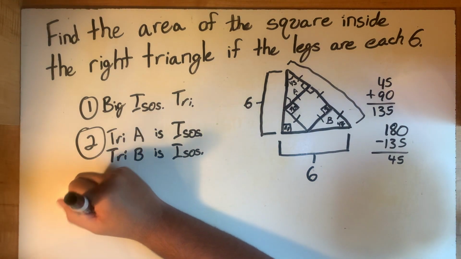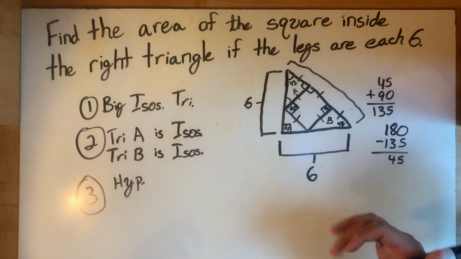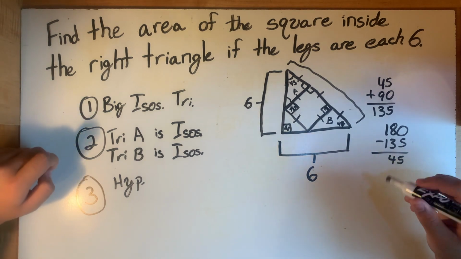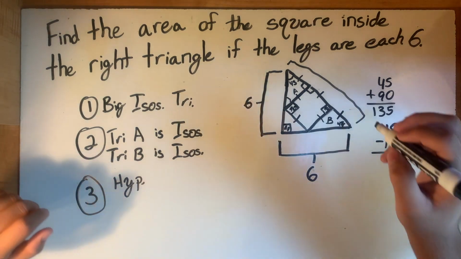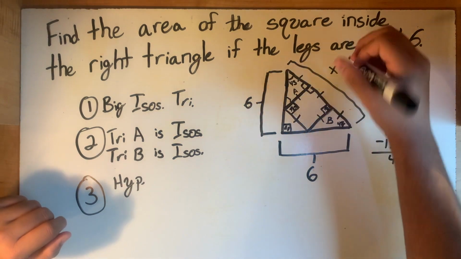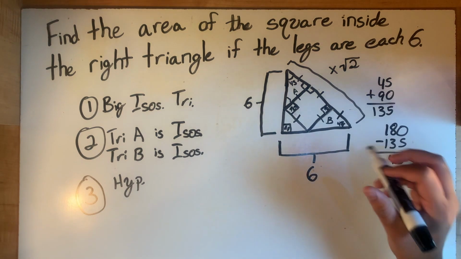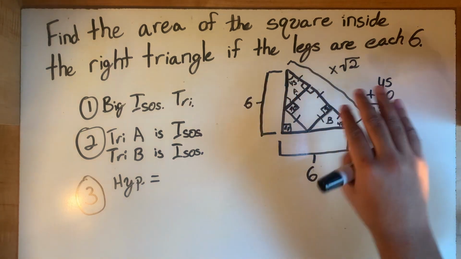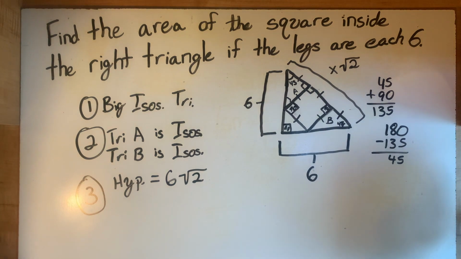So step 3, hypotenuse. If you know the hypotenuse rule for isosceles right triangles, I'm just going to break it down too. The rule is x, which is one of these lengths, times the square root of 2. So x times square root of 2, which means that the hypotenuse of this big main triangle is 6 times the square root of 2.